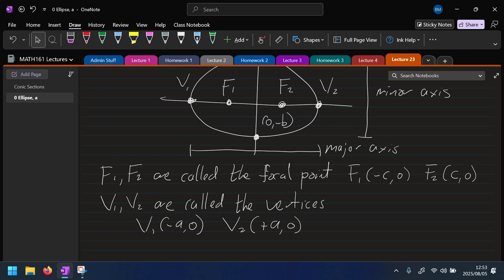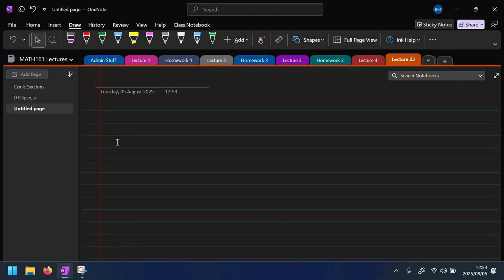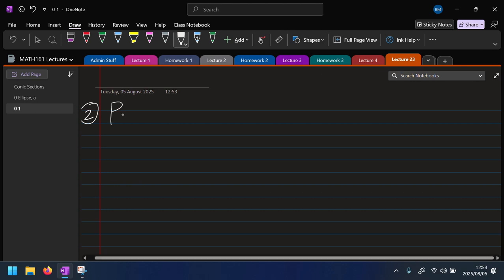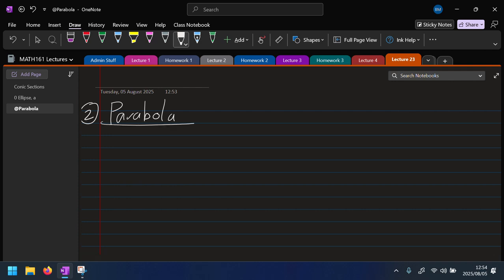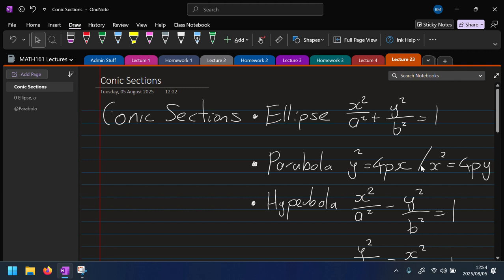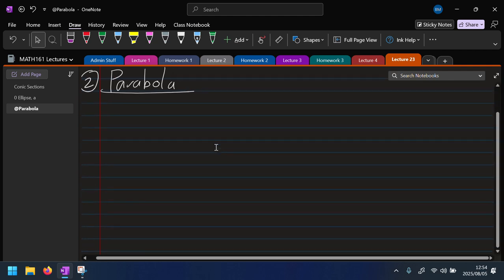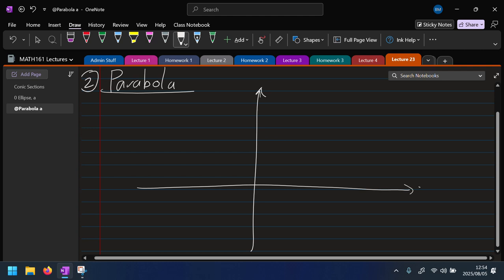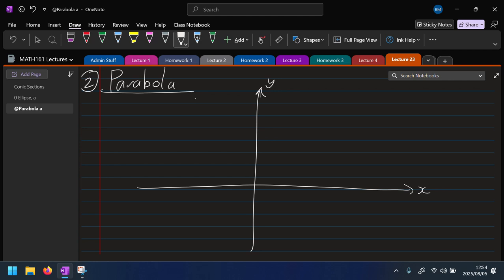Oh, good. Okay, so that is the ellipse. Let's have a look at the parabola. Okay. So again, we're going to have a very similar definition to the ellipse. And then from that definition, we do a whole lot of algebra like we did before, and we will end up with one of these. So let's have a look at how this is defined. So we have our xy axes as before. Then we've got our parabola, like so.